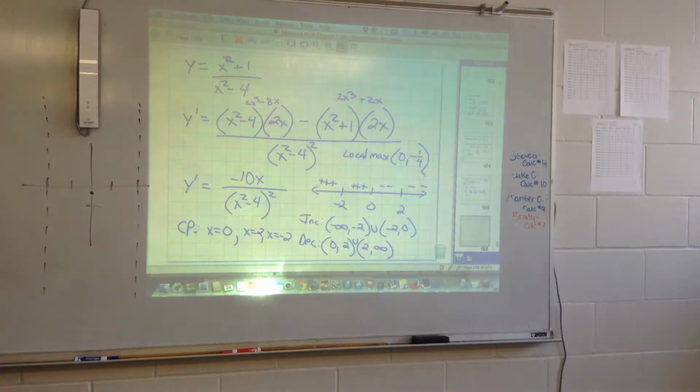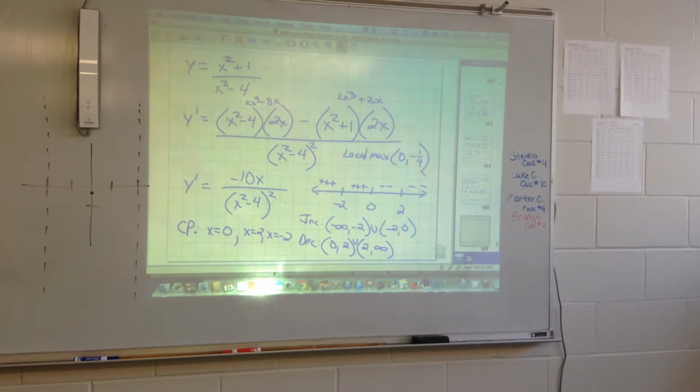Does it matter that it's local? It's not going to be absolute, because it goes to infinity and negative infinity. Do I need to write local? Yes, local or relative. The only time you can say absolute is on a closed interval, so I would just call it local or relative all the time.